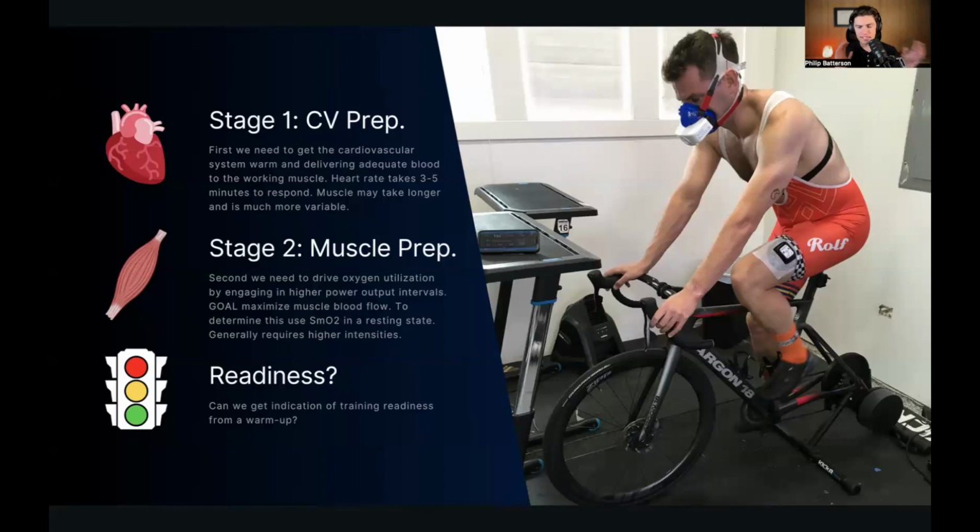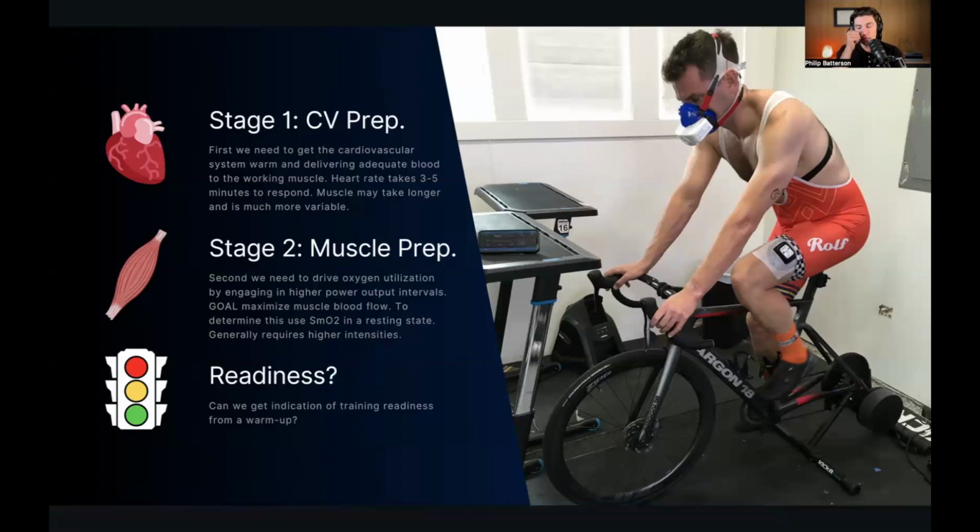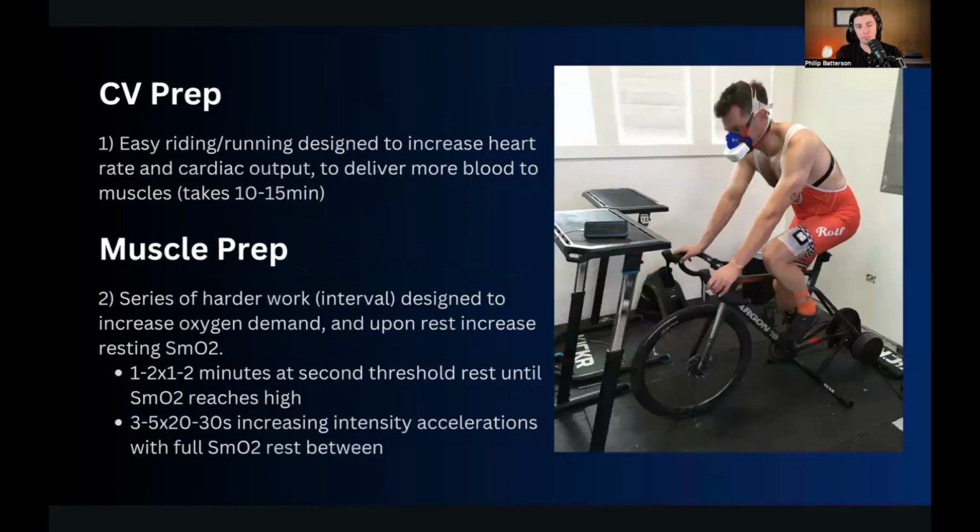So it's kind of a two-pronged system here where we do cardiovascular prep, which is the really easy portion, and then a muscle prep, which is trying to increase the dynamic range of SmO₂ through exercise intensities that are generally higher and either short in nature or a little bit longer but lower intensity. And then there's also this idea potentially that from a standardized SmO₂ warm up, you might be able to start to get indications of training readiness following this warm up. But we'll talk about that in just a second. So let's dive a little bit deeper.